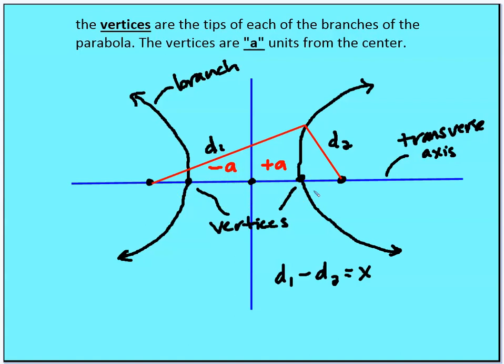So vertices are the tips of the branches of the hyperbola, and by tip I mean for the branch on the left there's no greater point after this point here, and then on the right branch there's no point that's less than this particular point for the vertex. Those vertices are A units from the center.